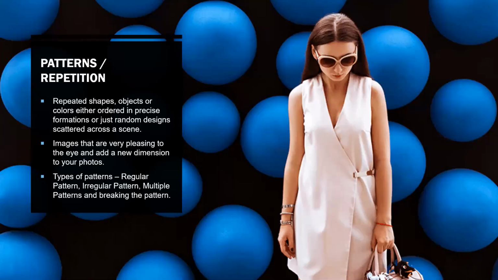Okay, just now I was covering patterns and repetition. Patterns and repetition are just like this photo where the pattern is the blue color balls, and breaking the pattern is this lady who is suddenly there out of the blue. So your main focus will be on this lady. Patterns or repetition are really just objects or shapes that can be anywhere, all in the same pattern. People love patterns as well.